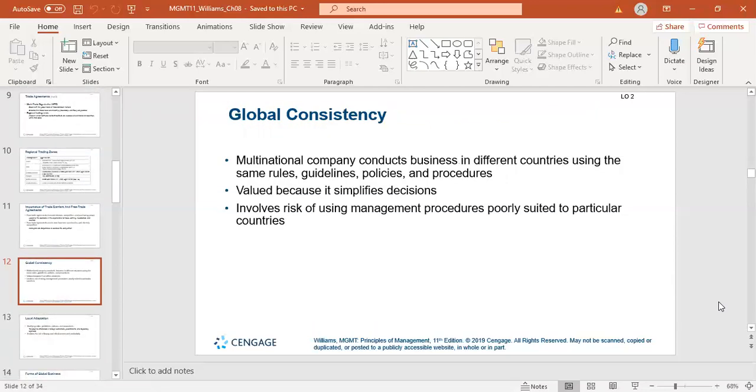Global consistency. Multinational companies conduct business with different countries because of using their rules, guidelines, and other procedures. It's simply a value play. The involvement uses management procedures purely suited to particular countries. In other words, you need to find out what's going on in the other country in order for this to make sense. I'm on slide 12.